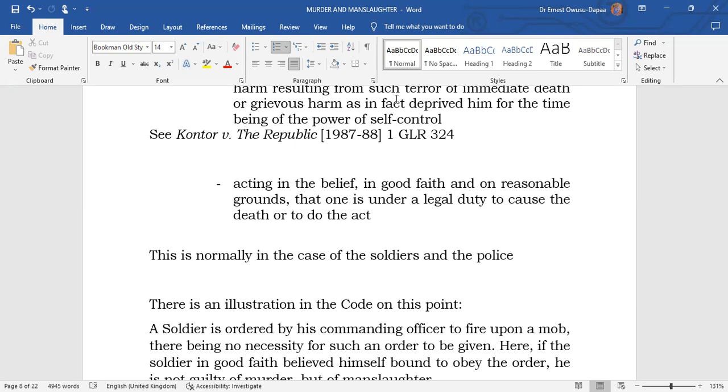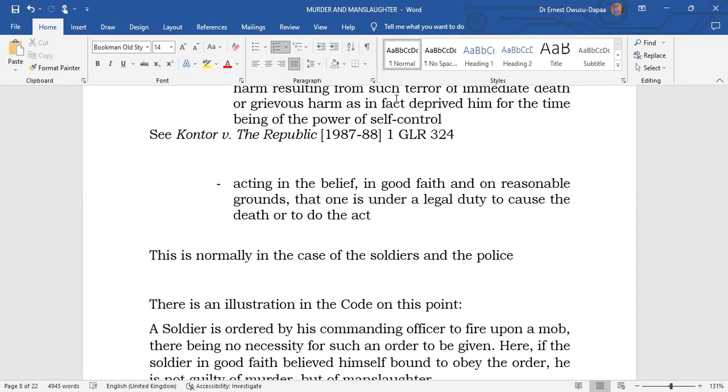And then see 52C, in causing the death, acted in the belief or in good faith and on reasonable grounds of being under a legal duty to cause the death or to do the act which that person did. So if you cause death in circumstances in which you could be said to have acted in good faith and with reasonable grounds, despite the fact that you have actually caused death by unlawful harm and all that, you will not be found guilty of murder, but it will be reduced to manslaughter.